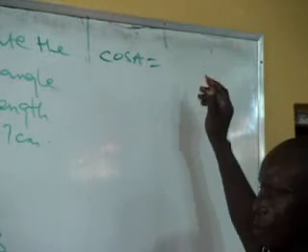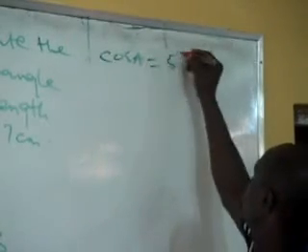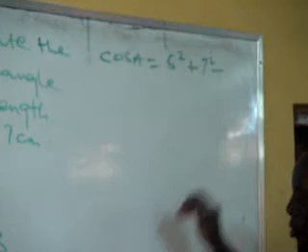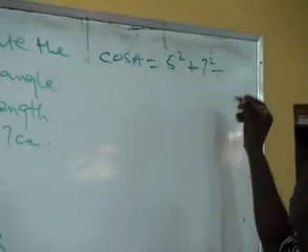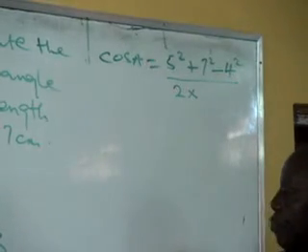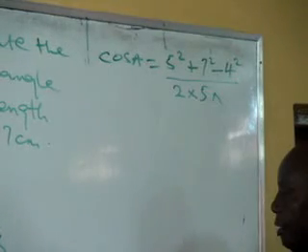So cos A now will be b squared. Our b is 5, so 5 squared plus c squared. C is 7. So that will be 7 squared minus a squared. Our value of a is 4. So 4 squared divided by 2 multiplied by b, which is 5, then c is 7.